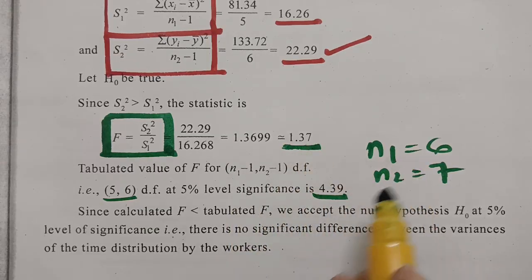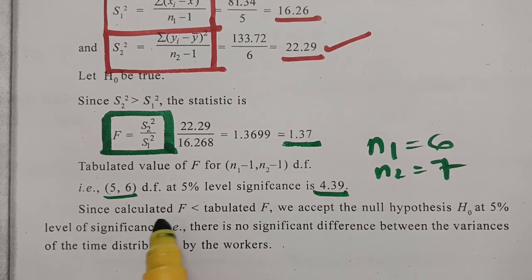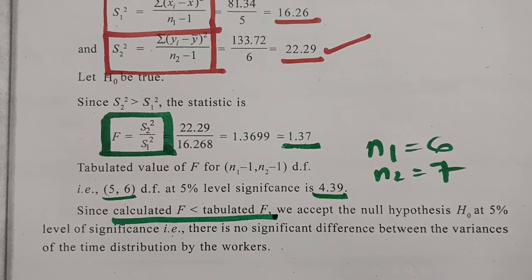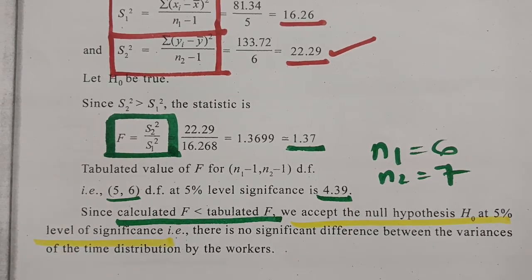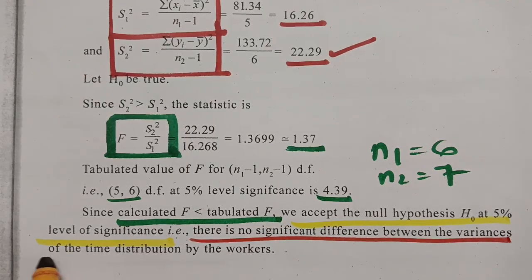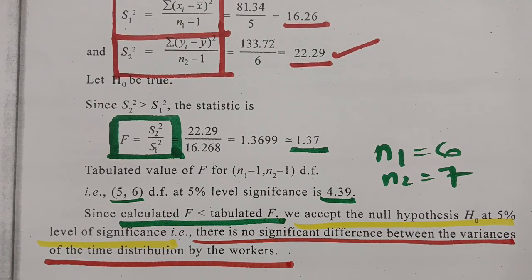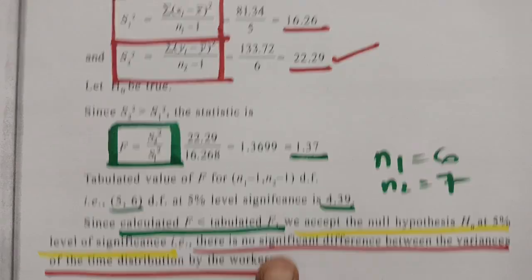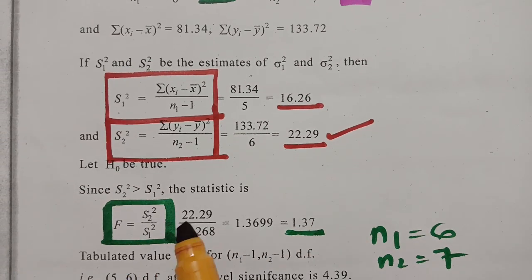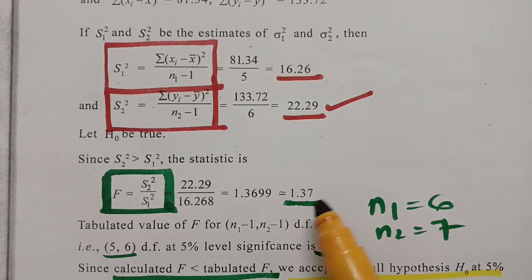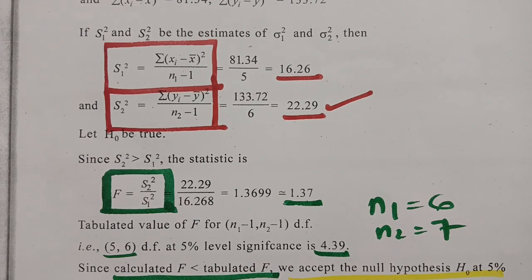So here the value is 4.39 from the table. The calculated value is 1.37 and the tabular value is 4.39, and therefore the calculated value of F is less than the tabular value. And now we are going to accept the null hypothesis at 5% level of significance, and therefore there is no significant difference between the variances of the time distribution by the workers. This is how we have to check, and each and every time from the given data we have to calculate S1 square and S2 square. Among S1 square and S2 square, whichever is bigger we have to take in the numerator, and this will be the calculated value. Then going to the table, we compare the calculated value with the tabular value. If it is less than, we accept. If it is greater than, we reject.